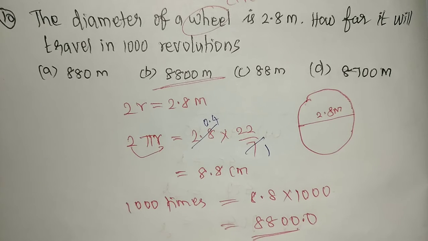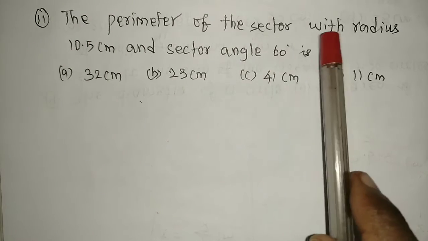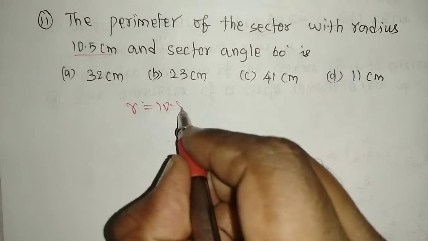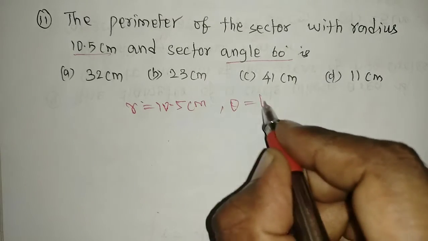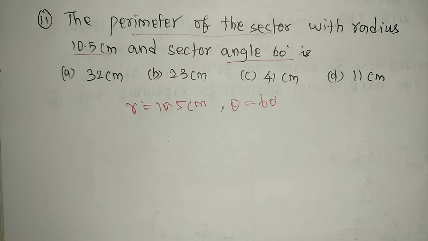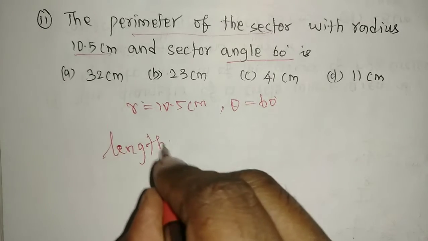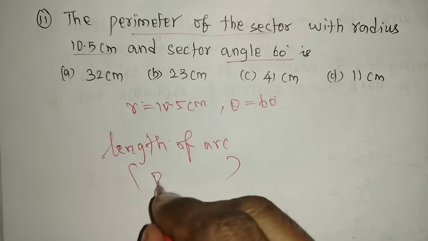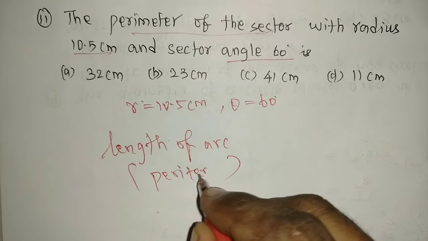Okay. Question number 11. The perimeter of the sector with the radius. Radius is given, equal to 10.5 centimeter. The angle is given, theta is equal to 60 degree. They asked to find the perimeter of the sector. Perimeter of the sector or length of the arc, both are the same. So the length of arc formula means perimeter.